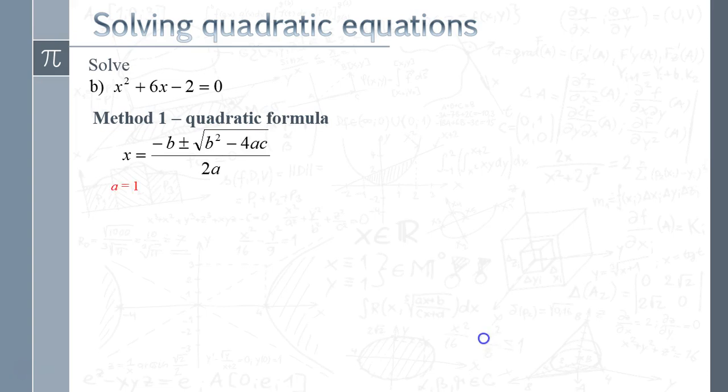We've got values a is 1, b is 6, c is minus 2. There we go, so the x squared coefficient is 1, there's a, the x coefficient is 6, and the constant term is minus 2.